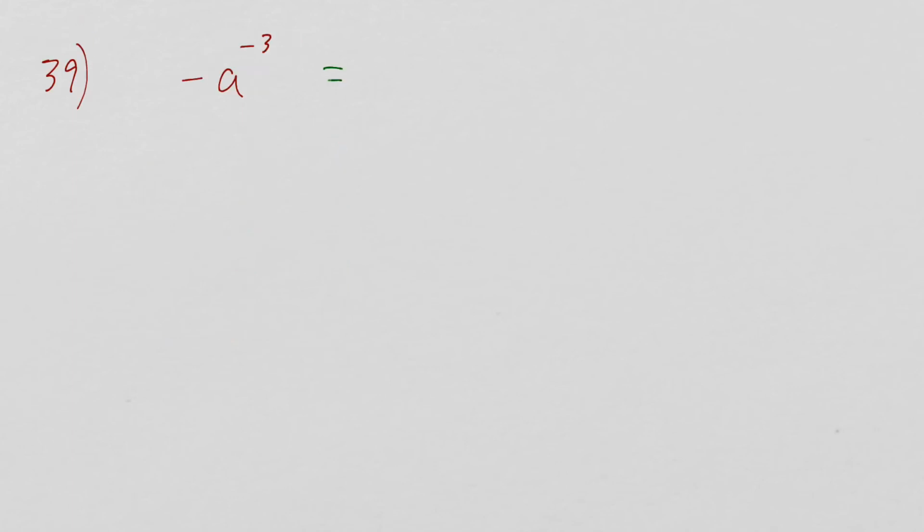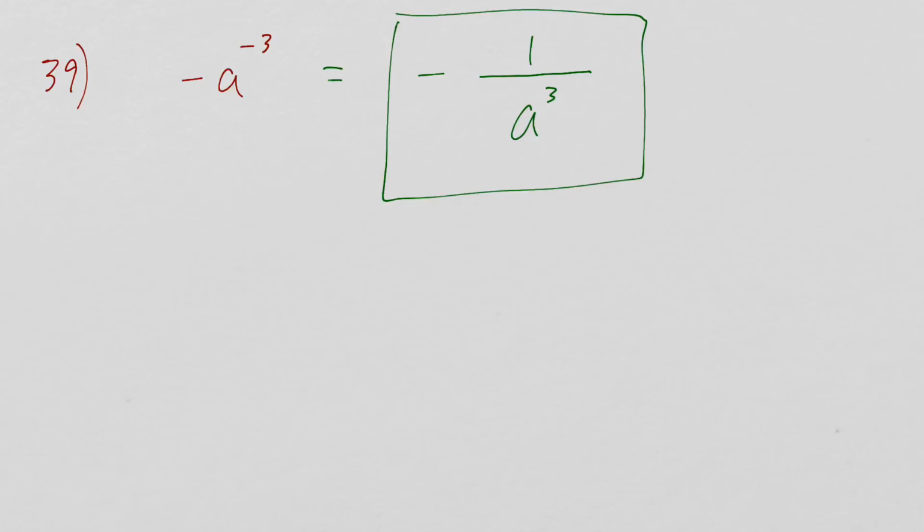Okay, this is going to become -1 over a to the positive 3 power, and there's nothing else we can do to simplify. Okay, there's a couple things going on in here. One is that we have a parentheses with a negative inside of it and an even exponent. That even exponent is going to eliminate that negative from inside of the parentheses.